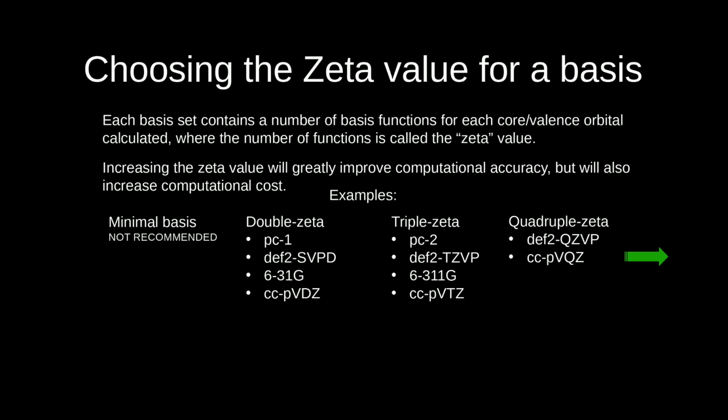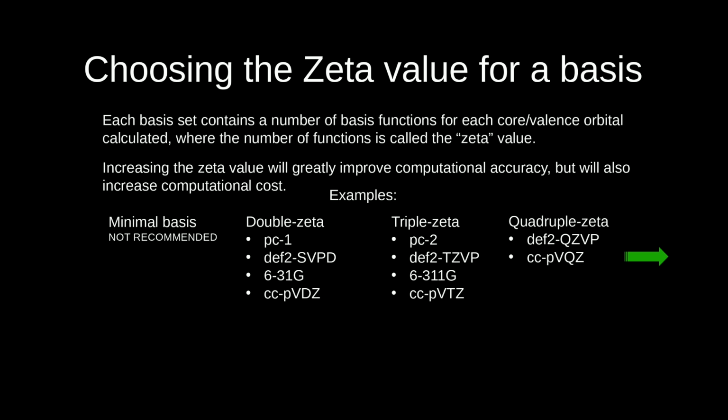For single point energy calculations, I would highly suggest at least moving to triple zeta, which has three functions for each core or valence orbital. Some examples of these are pcseg-2, def2-TZVP, 6-311G, and cc-pVTZ. These basis sets will be slightly more computationally expensive than the double zeta, but will greatly improve the results of your calculation, as I'll show in the next slide.